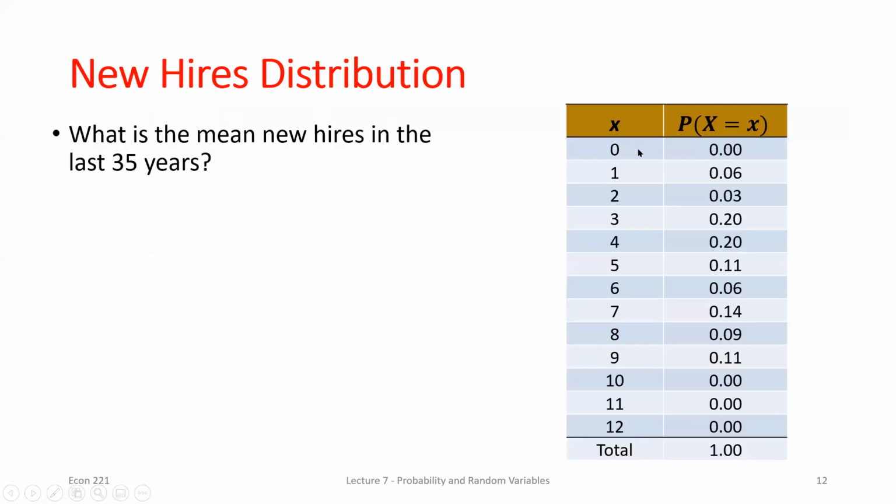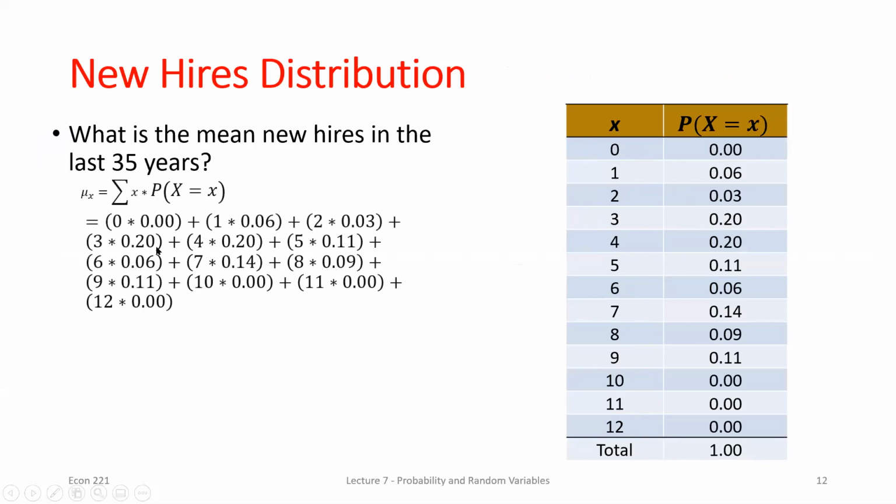Yeah, so right here, we could find the mean number of new hires by going through every possible outcome, multiplying it by its probability. So 0 times 0 plus 1 times 0.06 plus 2 times 0.03 plus 3 times 0.2, all the way to the very last outcome. Right? So if I go ahead and do that, it's going to look a little messy, but it's really not that bad. I end up getting about 5.14. So, just looking at that distribution, we said the mean is probably right around 4 or 5. Sure enough, it's about 5.14.